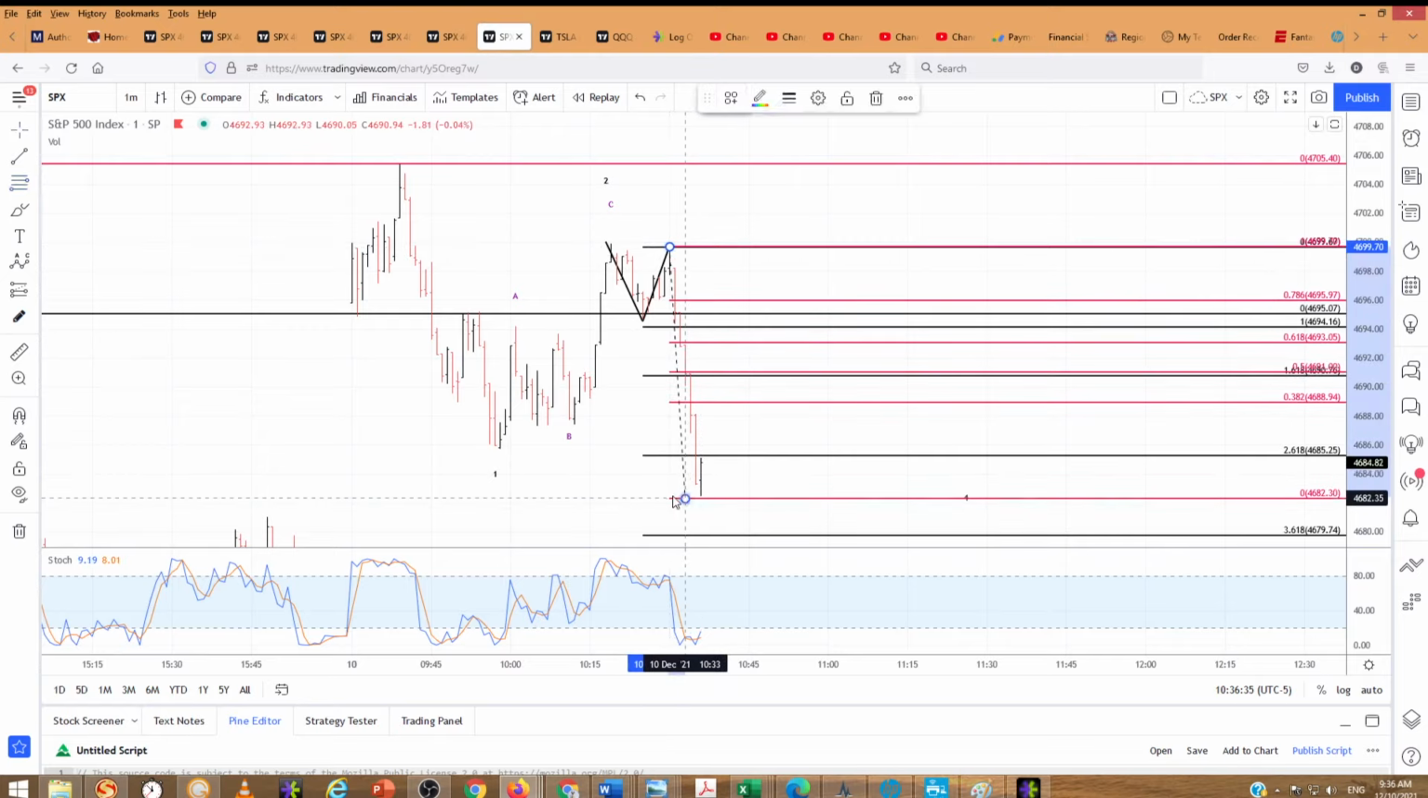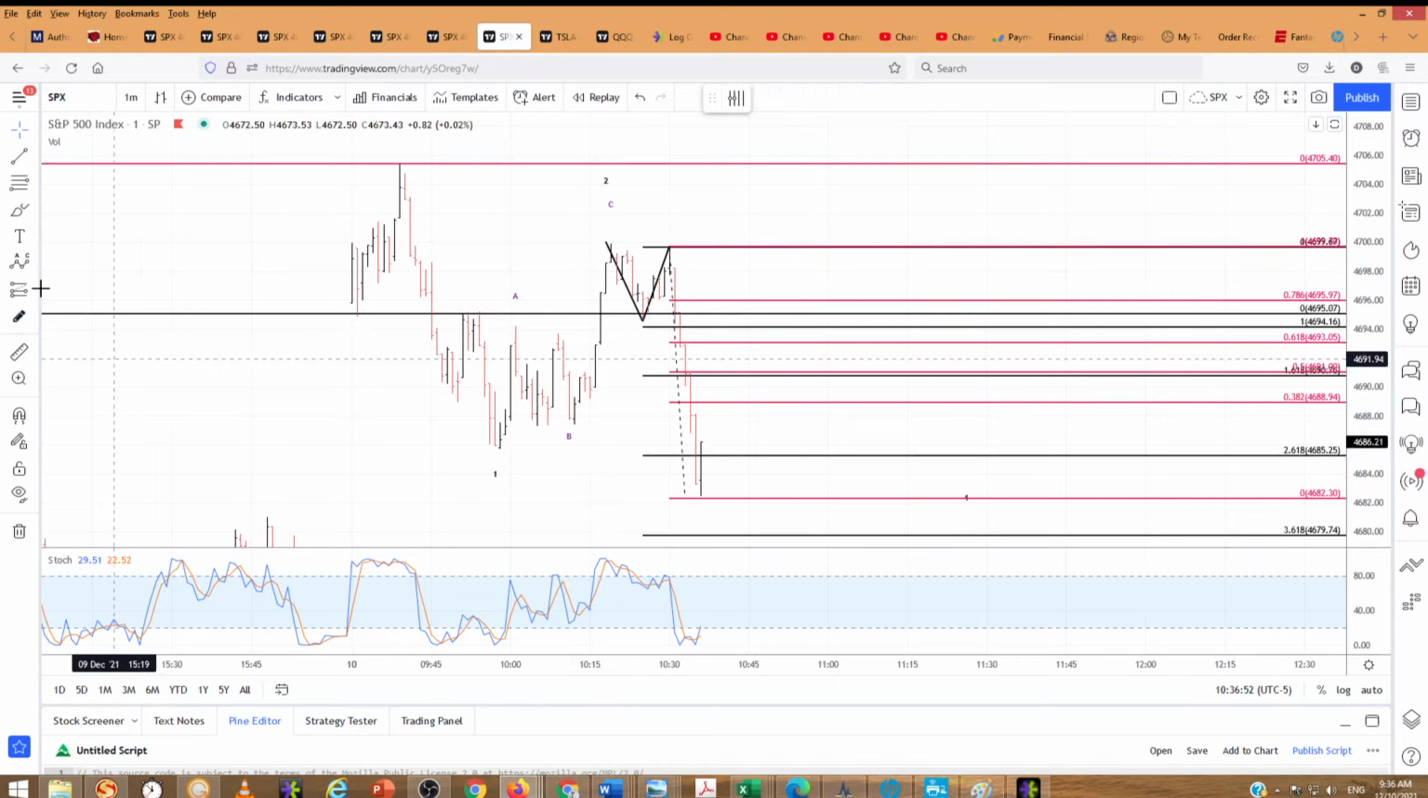Watch the red lines. If this low doesn't hold, then we're looking for a move up to 46.88, and this is right around 90, 91. 618 is 93. It can't go above here because that is 1, 2, 3 now.